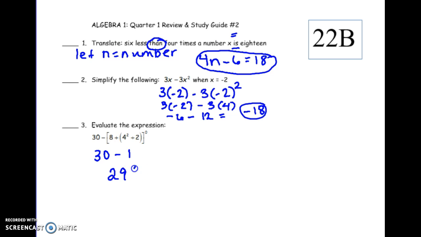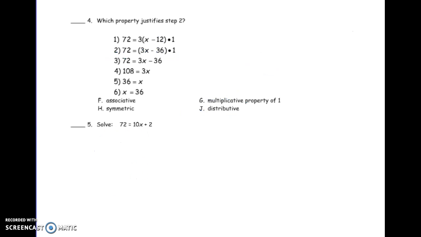Okay, if I look at number four, which property justifies step number 2? So going from number 1 to number 2, if I look at that, what did I do? What property? I actually took the 3 and I multiplied it by the x, 3 times negative 12. So I actually did the distributive property, which would be J.